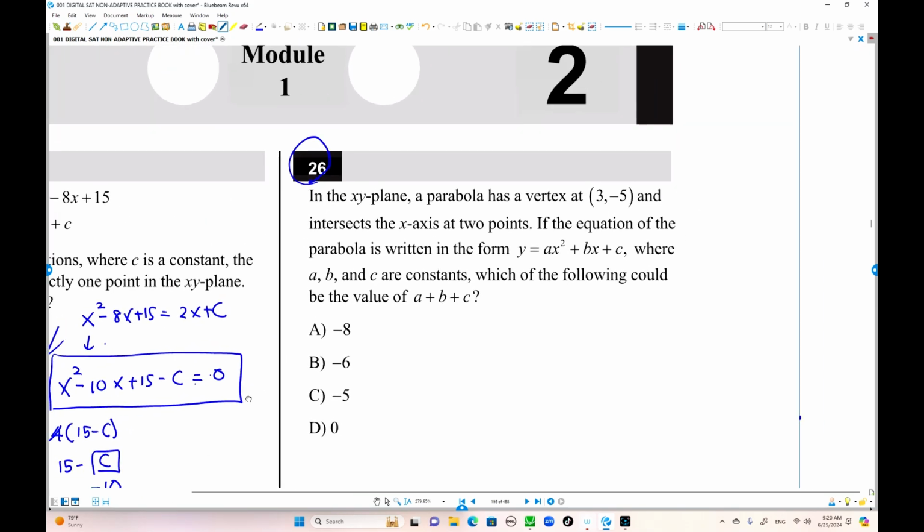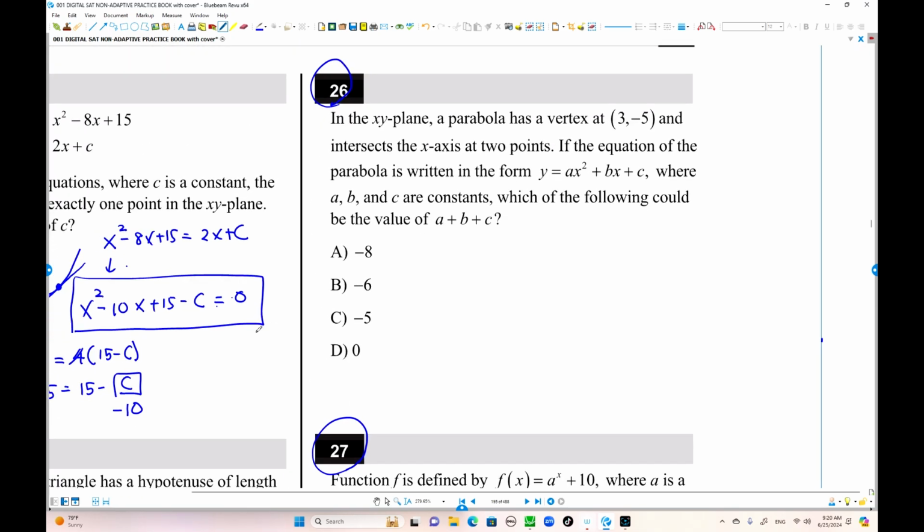Okay, I'm going to do number 26. This is a little hard to understand, but there is an easy way to find the answer. This graph has vertex (3, negative 5). But it's going to have, right, 2 points of intersection with the x-axis. The graph looks like this. Right? 2 points, because the vertex is (3, negative 5), below the x-axis. So this is 3 and negative 5.